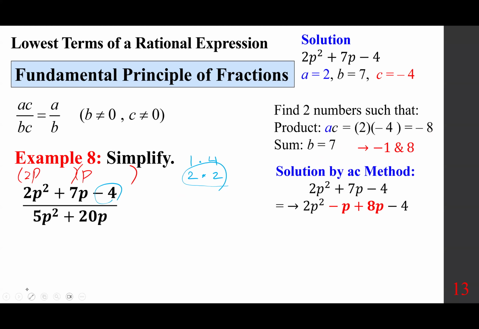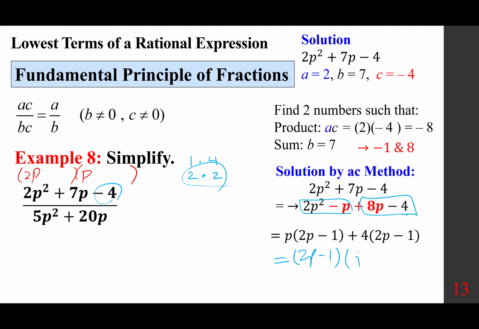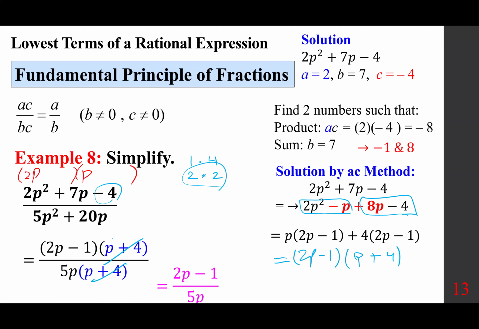Now, these two, we can factor out the p, these two, we can factor out the 4. And so this becomes 2p minus 1 times what is left? P from the first, 4 from the second. You put it there. You drop the common factor of p plus 4. This is the final answer.